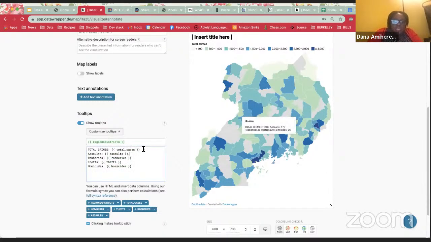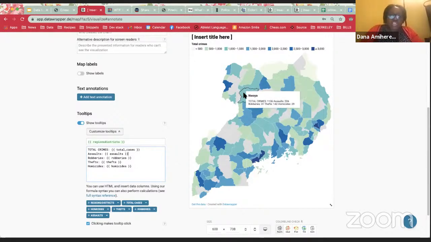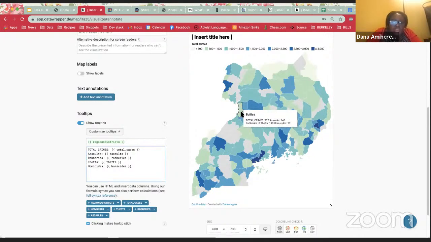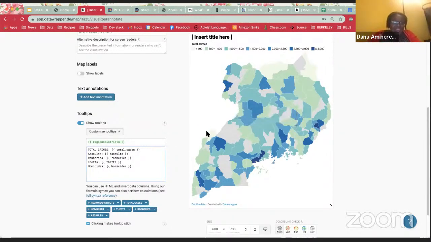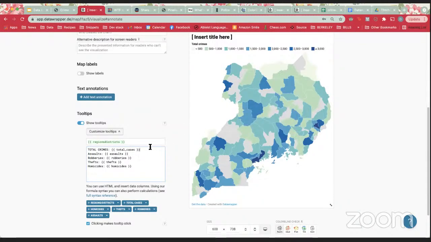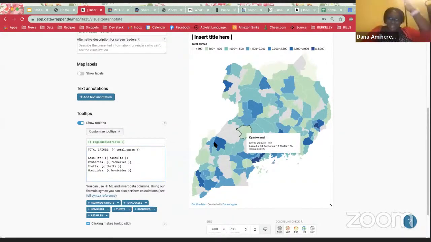It's not giving me any line breaks. Well, it's got all the information in there. It's just not formatted very pretty. But you see now it's got total crimes, it's got assaults, robberies, thefts, and homicides. Is that what you all were looking for? Yeah, that's it. That's it? All right. Okay, cool. Nice. All right. I'm glad I got what you were looking for.